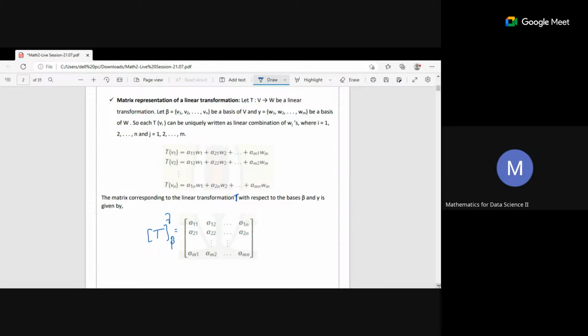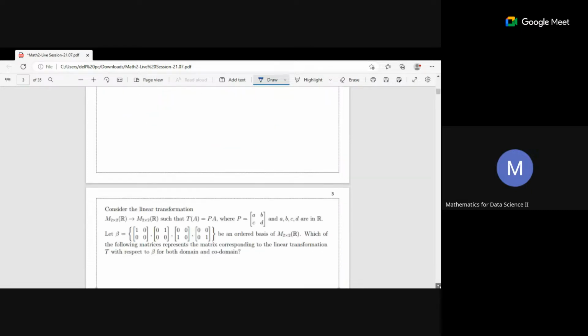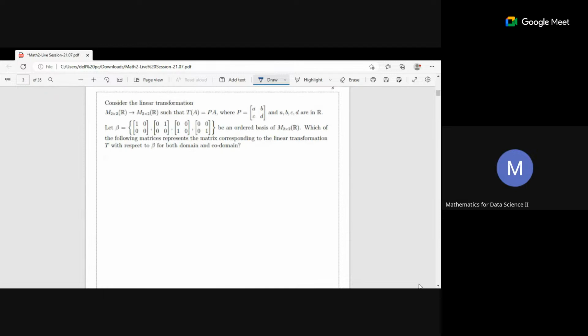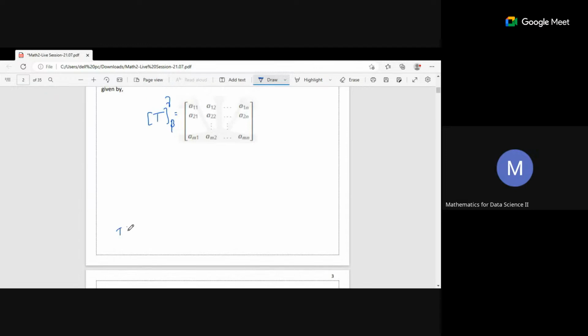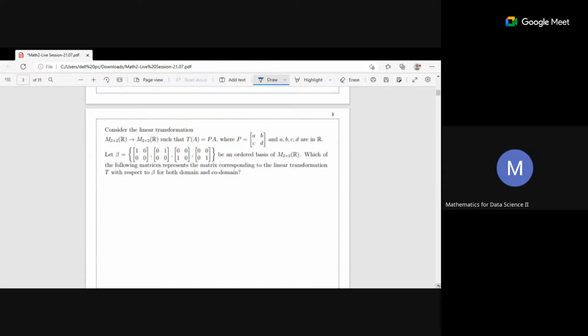Okay, fine. So I just want to add one example here because in the previous class what we saw was T from some Rn to Rm. So both were Euclidean spaces. So this example was different. So I thought let us do it in class. So here your T is from the set of all 2 by 2 real matrices to the set of all 2 by 2 real matrices given by T(A) = PA, where P is a fixed matrix. Okay. The entries of P are fixed. They are a, b, c, and d.